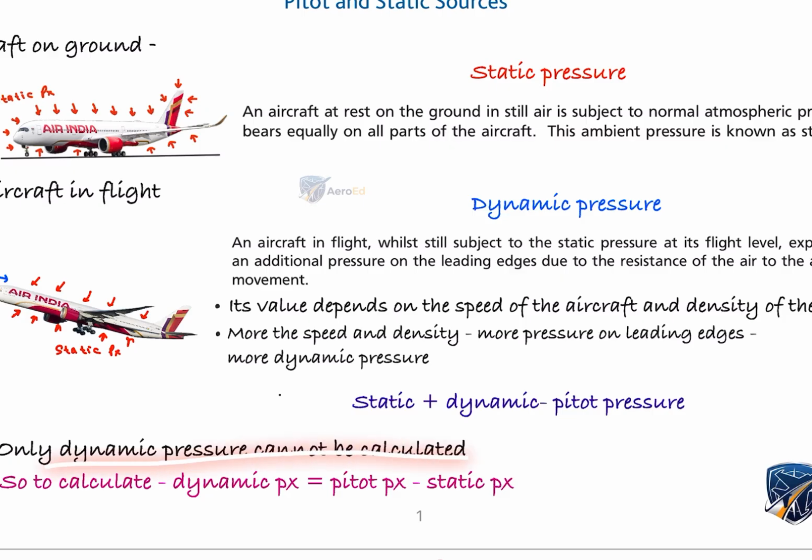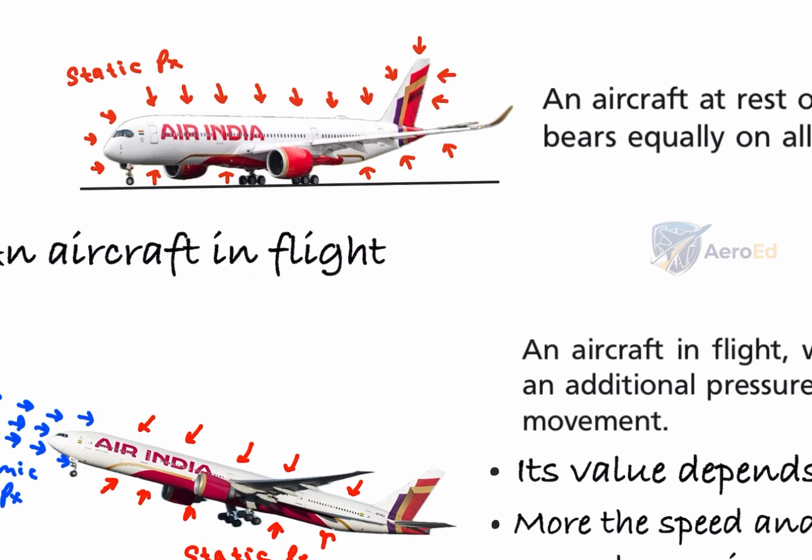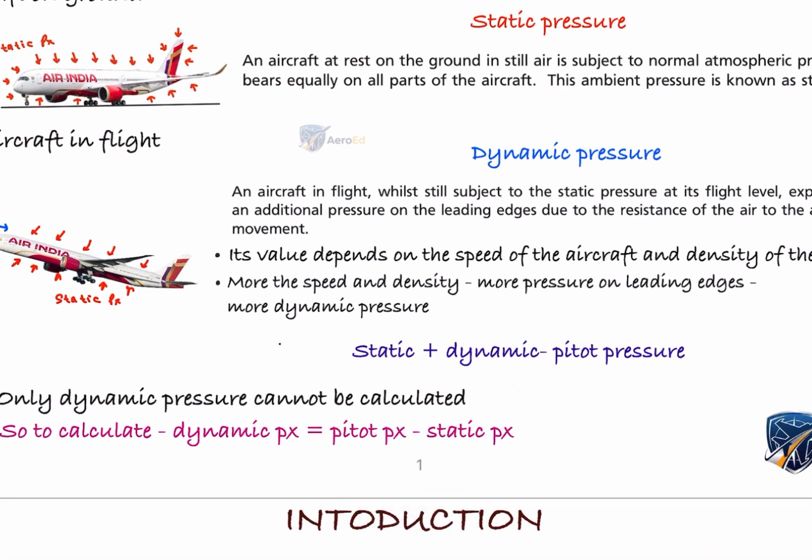When we see both scenes in the above picture, when the aircraft is on the ground and also when the aircraft is in flight, we can see that dynamic pressure alone doesn't exist. It always exists with static pressure. So the only way to isolate the dynamic pressure is by this method: to calculate dynamic pressure, we subtract static pressure from pitot pressure, or the total pressure.